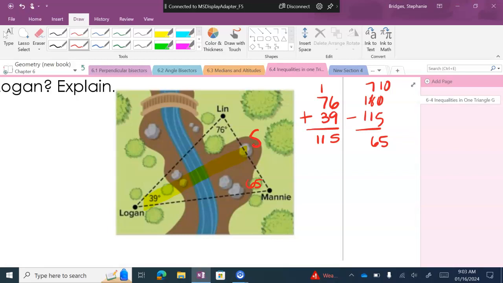What's the next angle size? In order, not the largest one, but the middle one. Yep, Manny. So if I'm looking at the part across from Manny, and it's hard to see the highlighting here, that is going to be my middle length, so I'm going to put M there. Like small, medium, large, short, middle, long, whatever you want to call it. And so what does that mean? The other side is going to be the longest one, right?